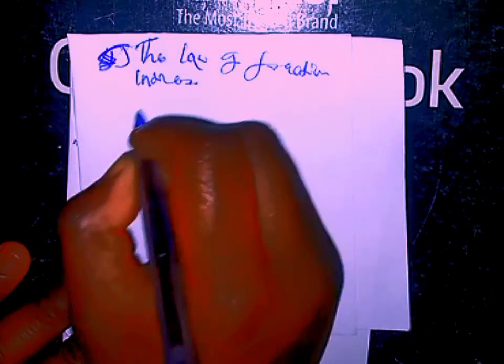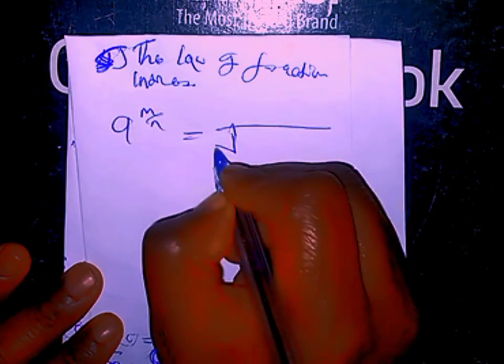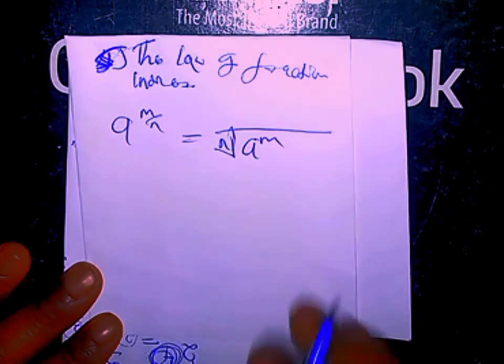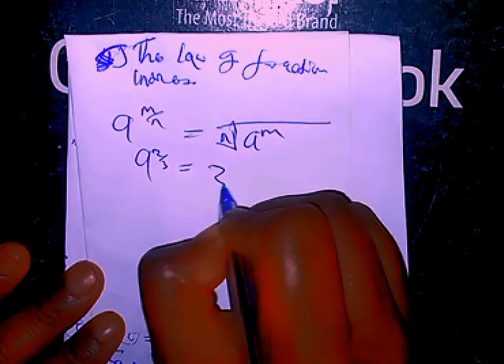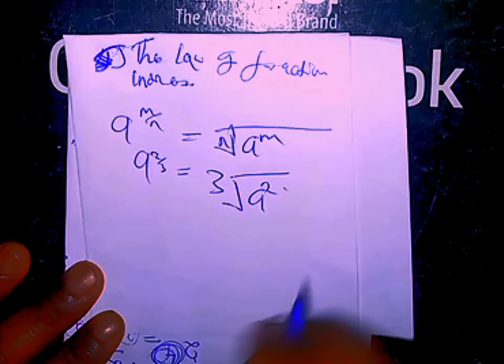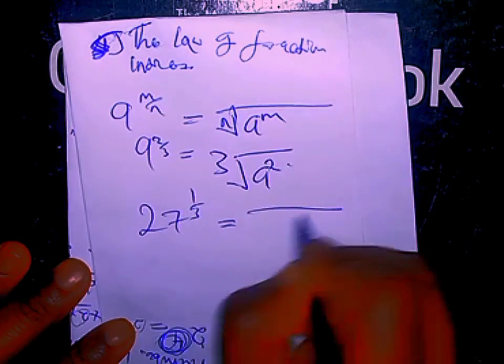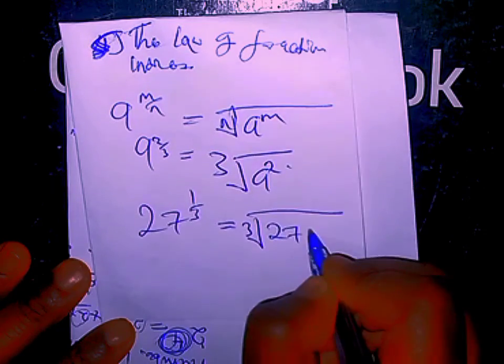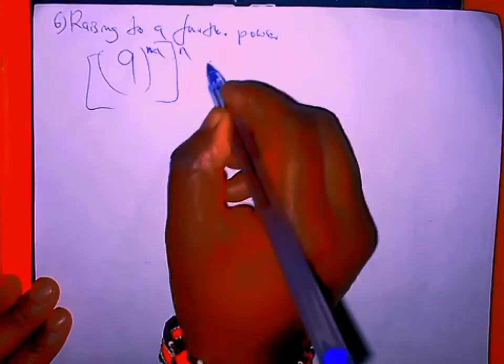The law of fraction. a raised to m over n is the same as the nth root of a raised to m. And a raised to 2 over 3 is the cube root of a squared. And 27 raised to 1 over 3 is the same as the cube root of 27.